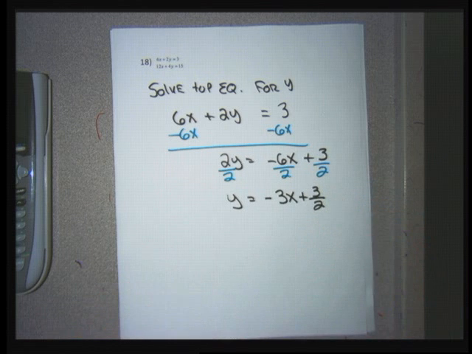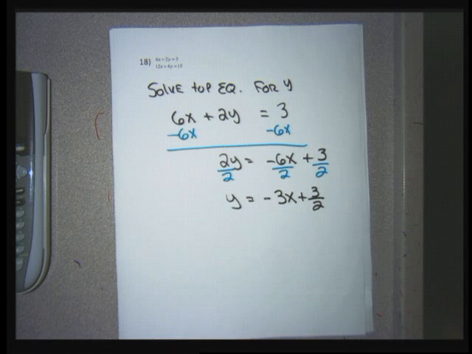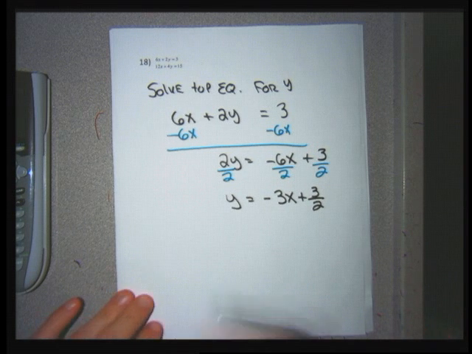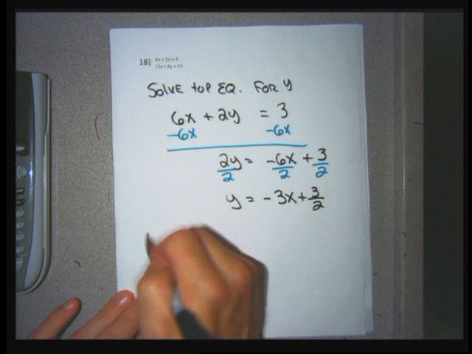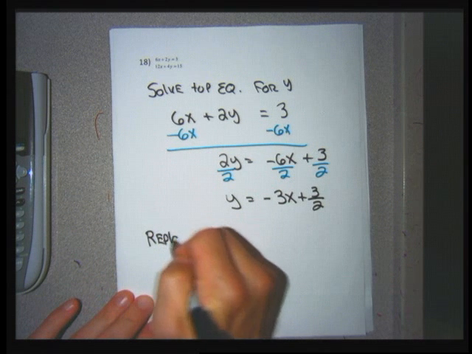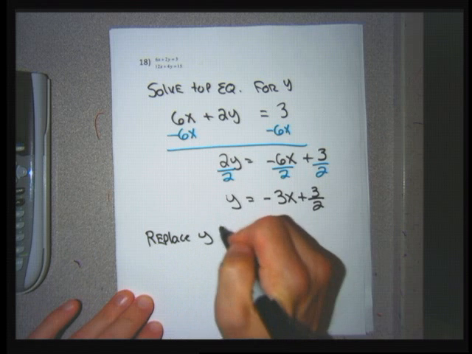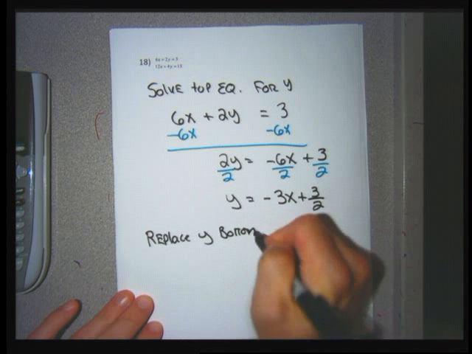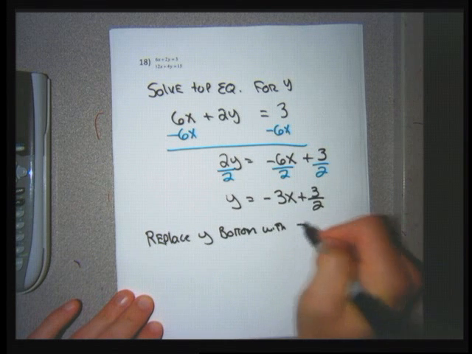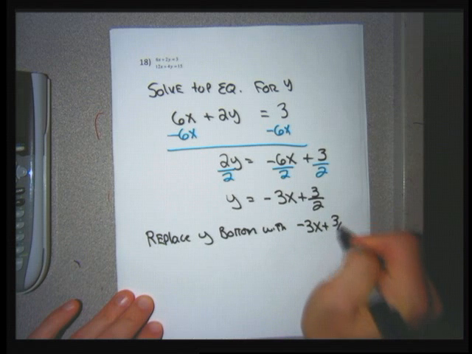So I solved the top equation for y. I could have solved the top equation for x. I could have solved the bottom equation for x, or could have solved the bottom equation for y. I chose to solve the top equation for y. Now I'm going to replace the y in the bottom equation with negative 3x plus 3 halves.